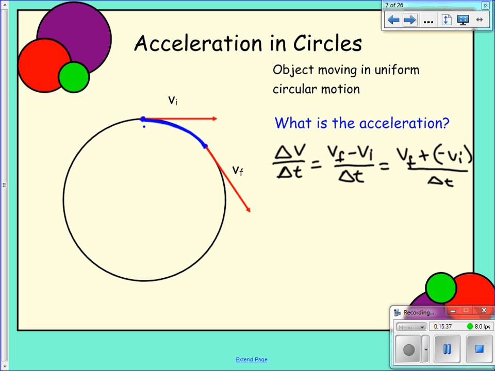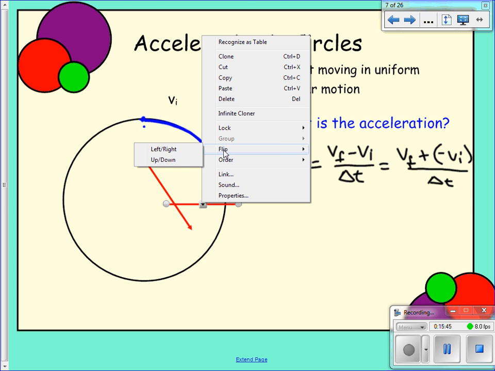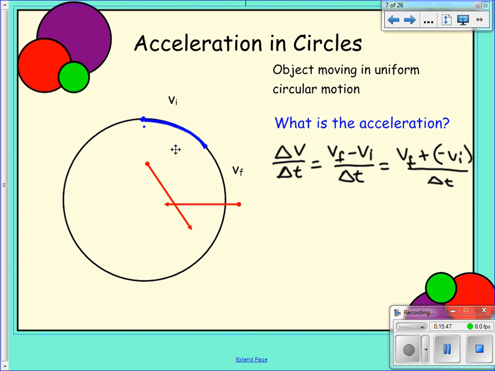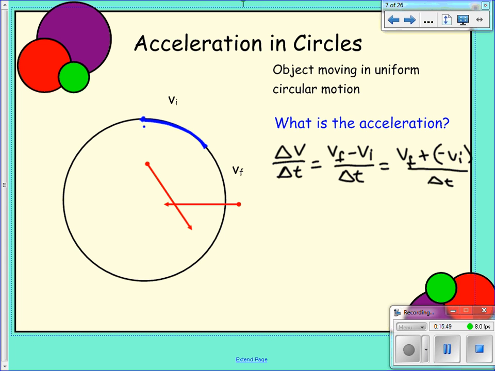All right, so I'm going to take my final vector, and I'm going to add to it the negative of my initial vector. So I'm going to flip this left to right. Next thing I'm going to do is add them tip to tail. There we go. I'm going to add them tip to tail just like that. And so now the resultant is not one-dimensional, but in fact it's two-dimensional. In other words, it's going to complete the triangle.